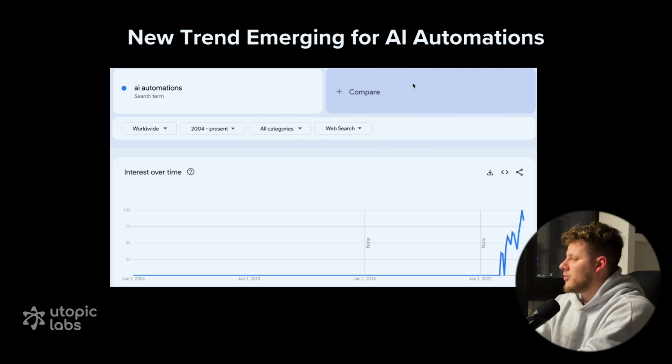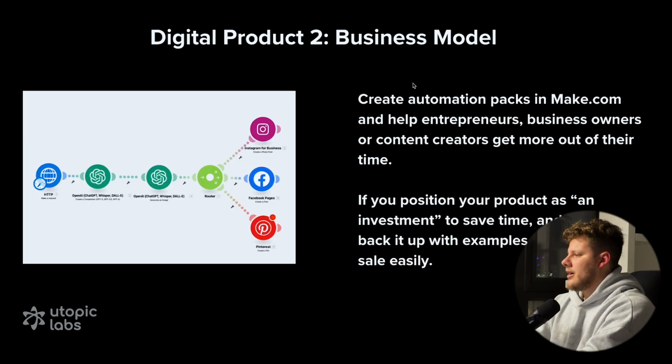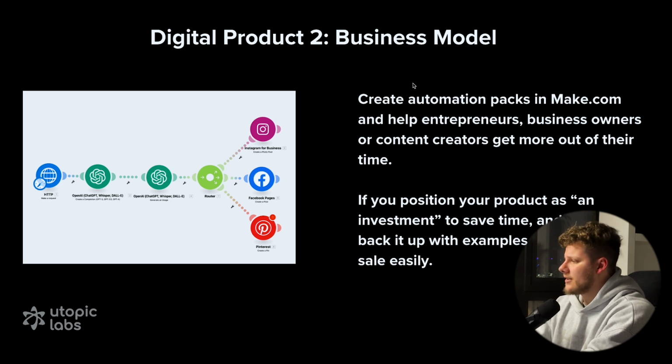Maybe they are trying to automate their business. Maybe they're trying to recreate certain things. In general, there is a demand for AI automations. So one thing that you can do is create automation packs in Make.com and help entrepreneurs, business owners, or content creators get more out of their time. So if you position your product as an investment to save time, and you can back it up with examples, you will get sales easily, right?